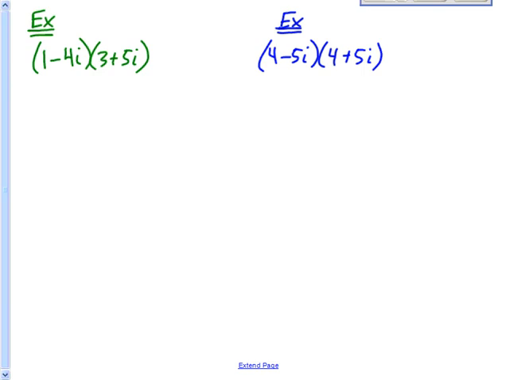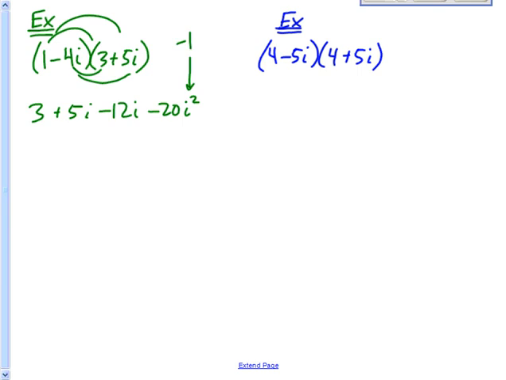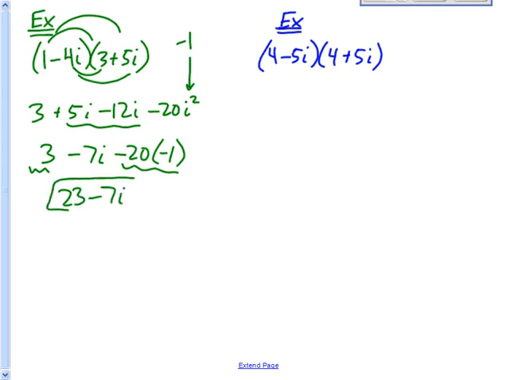All right, how about multiplying? So we're going to go ahead and FOIL this. 1 times 3 is 3. 1 times the 5i, 5i. Negative 4i times 3, negative 12i. Negative 4i times a 5i is a negative 20i squared. As soon as you see an i squared, you got to make that replacement with negative 1. Okay, now we combine like terms. So 5i minus 12i, negative 7i. And again, we make that replacement with negative 1. So we got 3 plus 20. Negative 20 times negative 1 is positive 20. So 3 plus 20, 23 minus 7i.